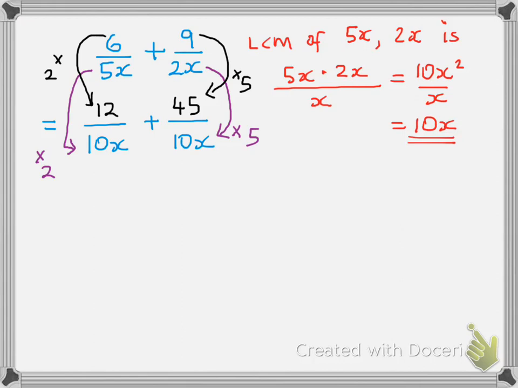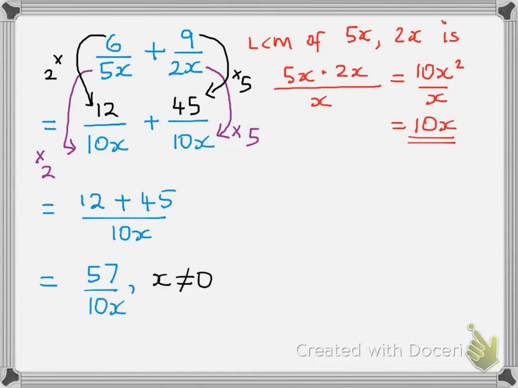And now our original expression, 6 over 5x plus 9 over 2x, is now the same thing as 12 over 10x plus 45 over 10x. They are now like fractions. We'll simply combine the numerators and we will get 57 over 10x. These are in reduced form. There is no common factor there, and our restriction is x is different from 0.